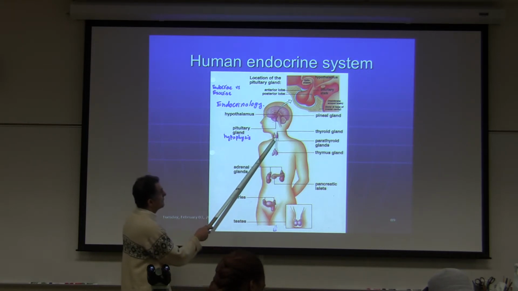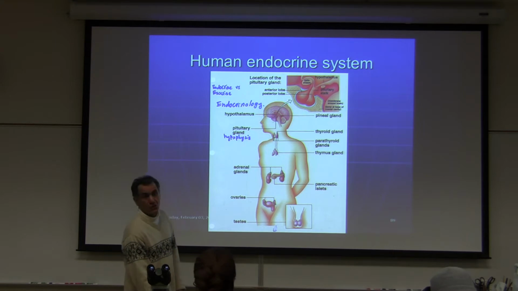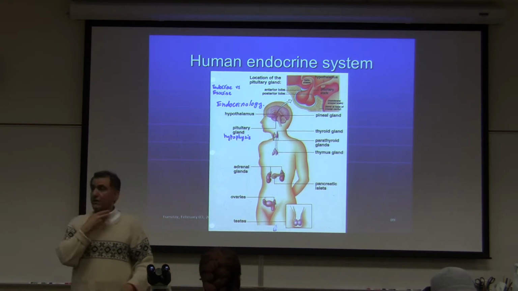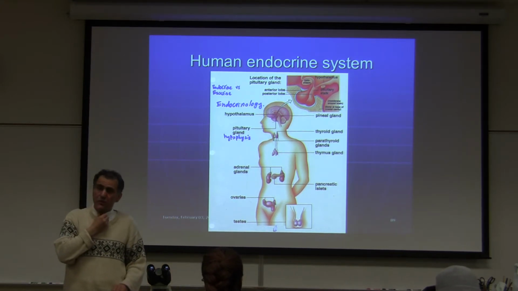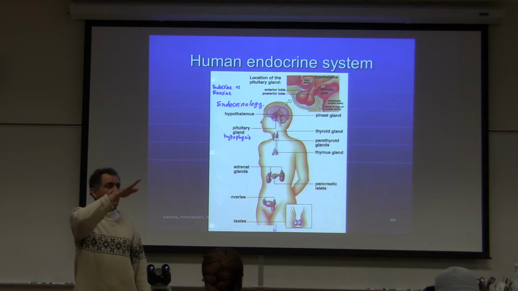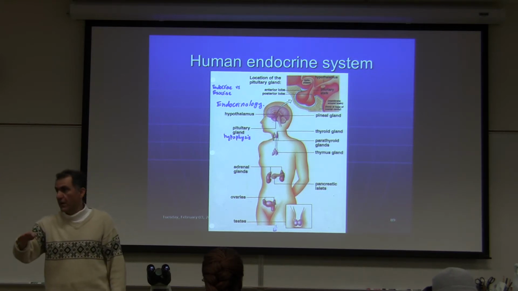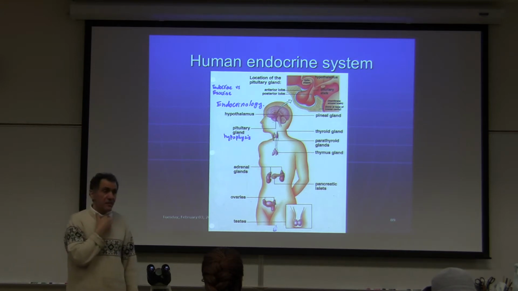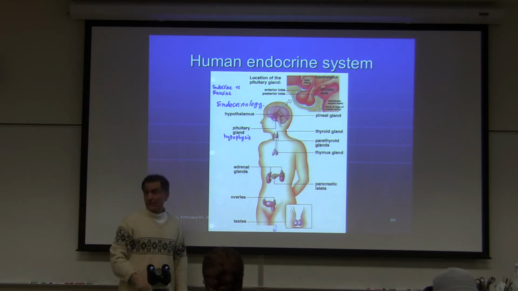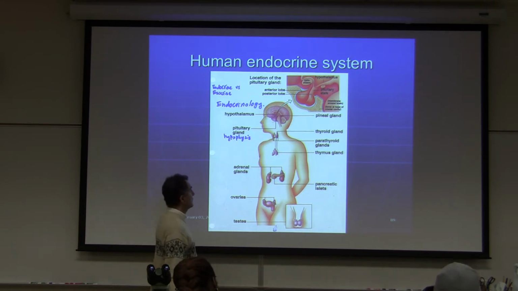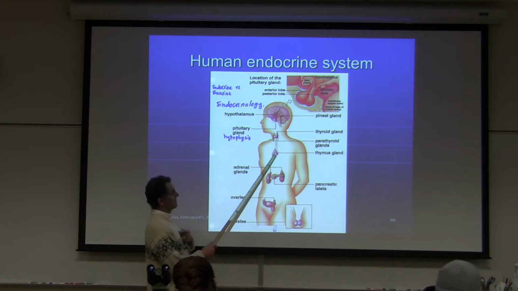And then underneath that, you have the thymus gland. As you age, your thymus gland shrinks, becomes smaller and smaller. That's why the immune system of people who are older goes down a little bit, because of the thymus gland. The thymus gland makes T cells, T lymphocytes.